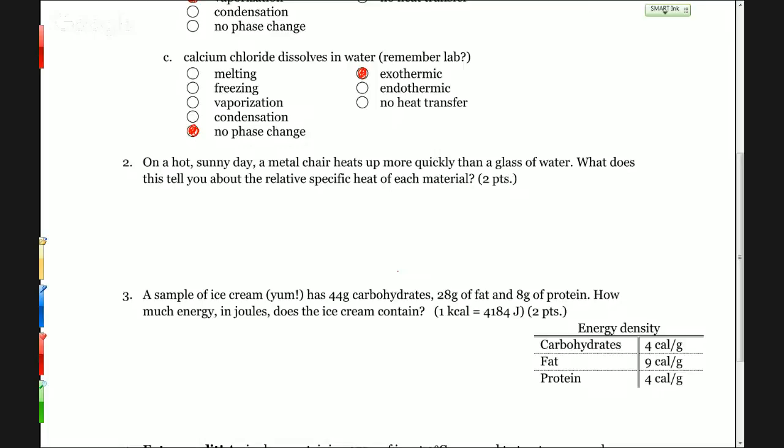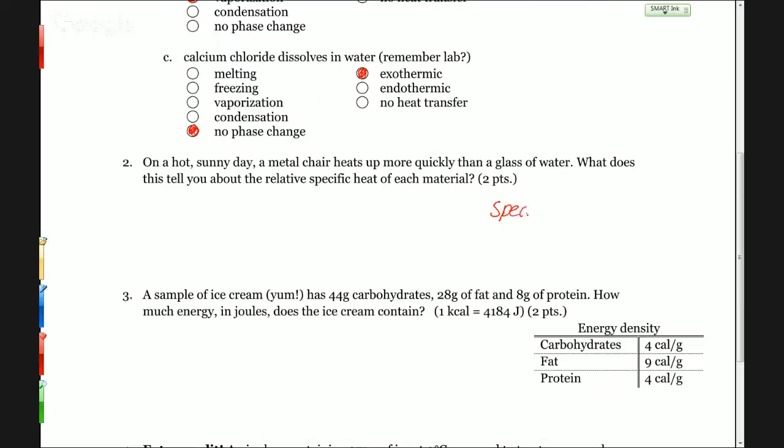Metal chair has less specific heat than water. Yes, so the metal chair has a lower specific heat than the water. What does that mean? It needs less heat energy to heat 1 gram of metal 1 degree. Right, that's correct.